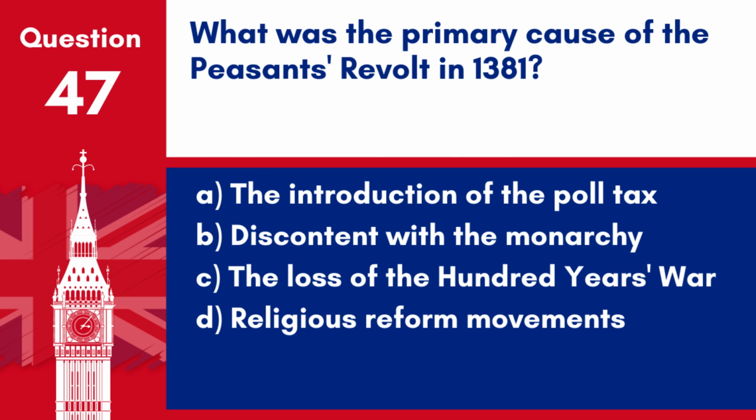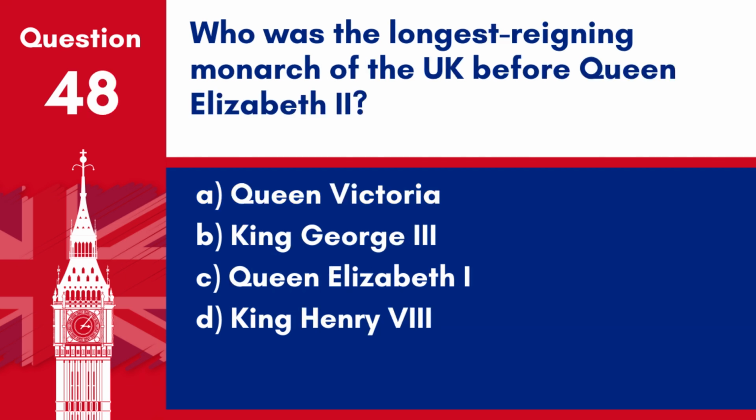Answer A. The introduction of the poll tax. The Peasants' Revolt in 1381 was primarily caused by the introduction of a poll tax, which exacerbated existing social and economic tensions. Question 48. Who was the longest reigning monarch of the UK before Queen Elizabeth II?